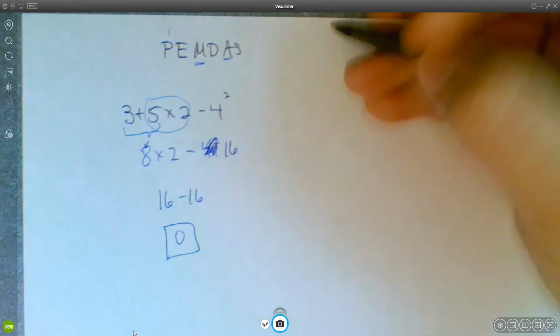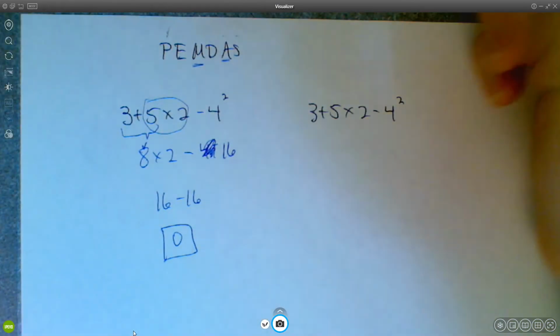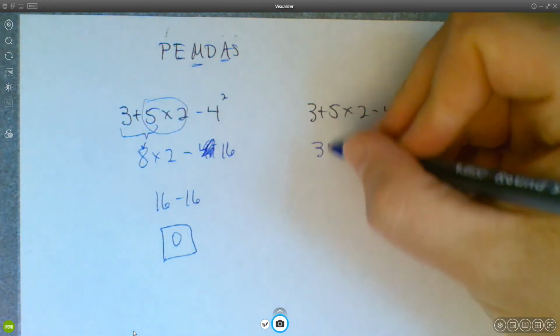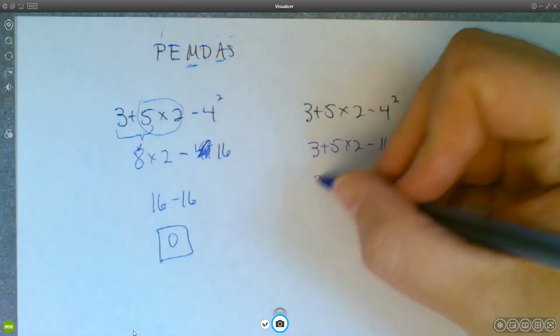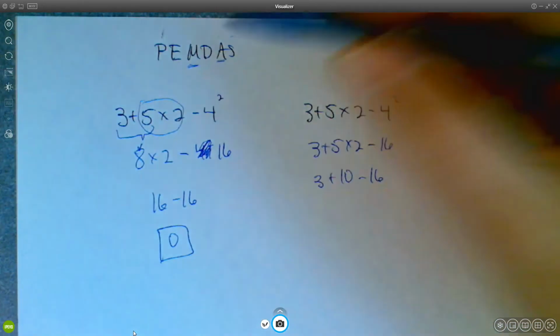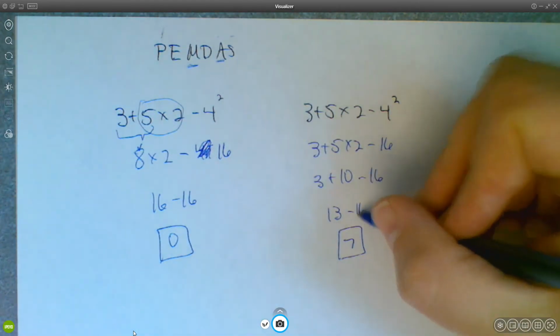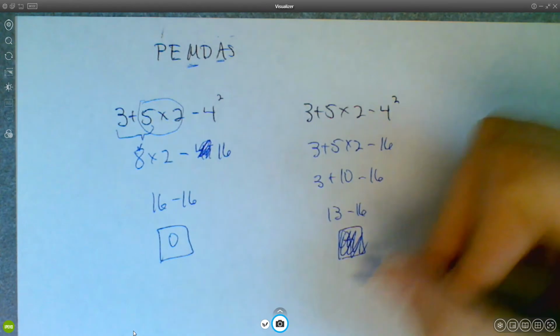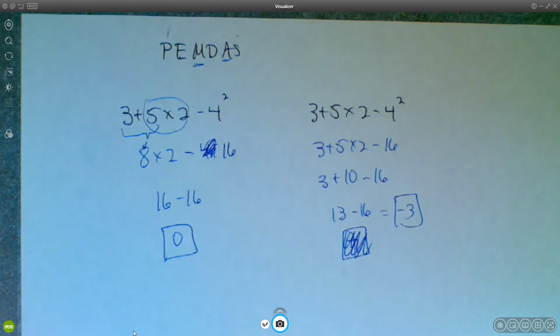The correct way is to follow order of operations. We take care of the exponent, then the multiplication, then we can do the addition and subtraction. And so you should get, not 0, but negative 3. You should get negative 3 as your final answer. So just be careful. That's a more common mistake than you might think, but it's important that you get it right.